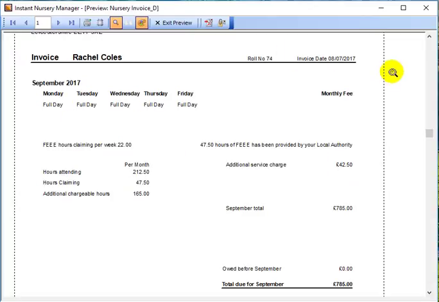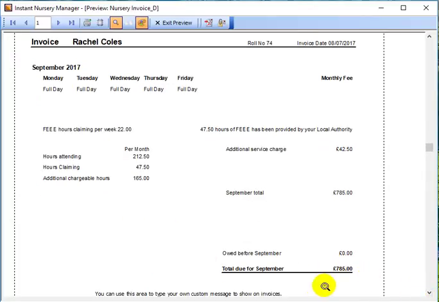So once again, there's the bookings, but with no monetary amount. Fees per week, hours per week claiming, and hours per month being deducted. Okay. Hours attending 212.5, claiming 47.5, additional chargeable hours 165, with the additional service charge here. And this will be the net figure to pay, but with the monetary amounts here hidden.